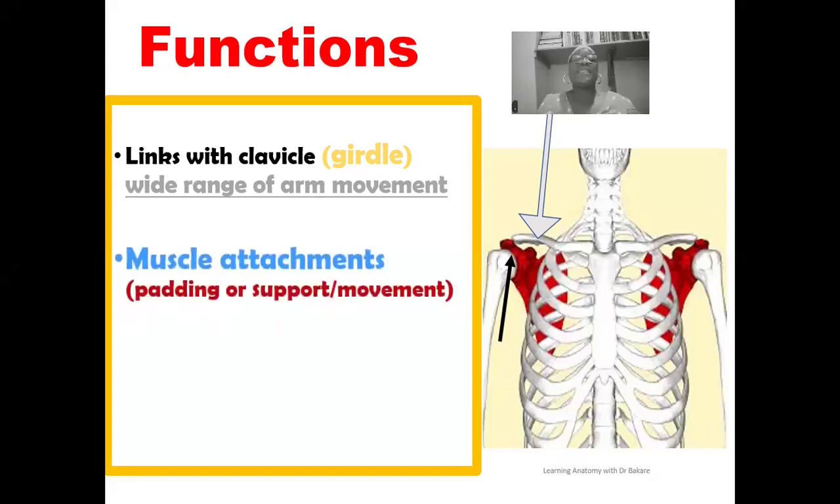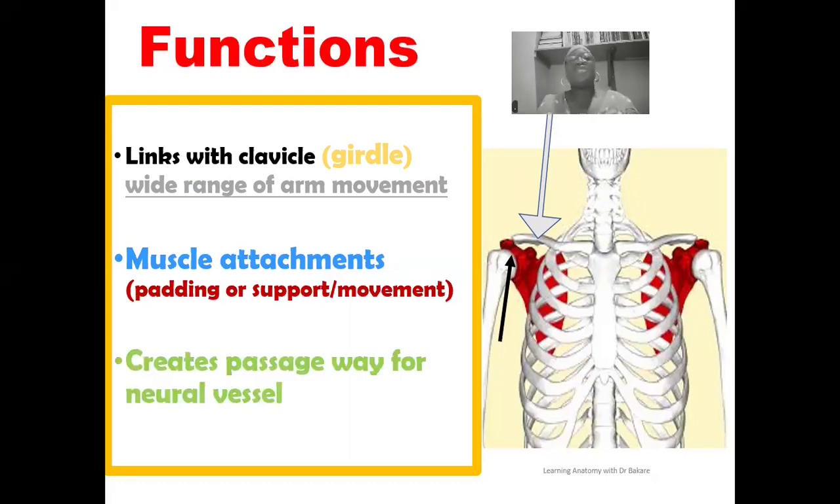The second function is that it creates the attachment site for muscle. By the time we go through with this lecture, we would be highlighting the different muscles that are related to the scapula. These muscles are either seen to pad up the surface of the scapula or are seen to connect from one region of the body to the scapula. And this is where you see that the scapula is creating an origin or insertion point for this muscle. It also creates the passageway for neural vessel. Also, by the time we go through with this lecture, we'll be highlighting the specific region of the scapula where we have the creation of a passageway for neural vessel.